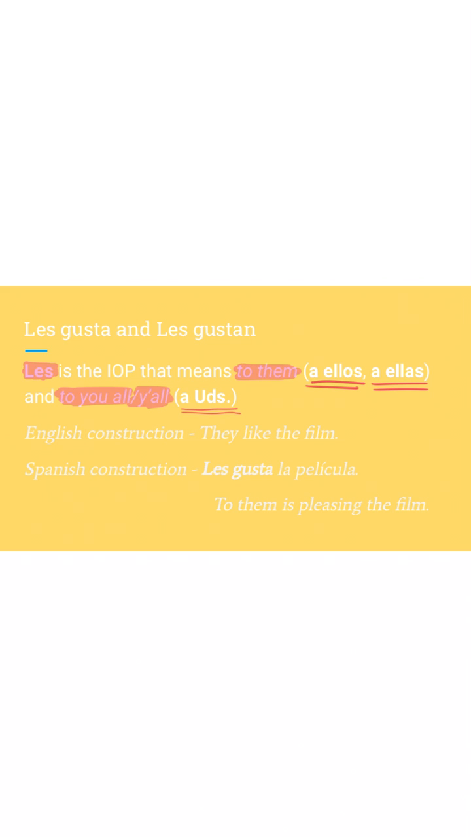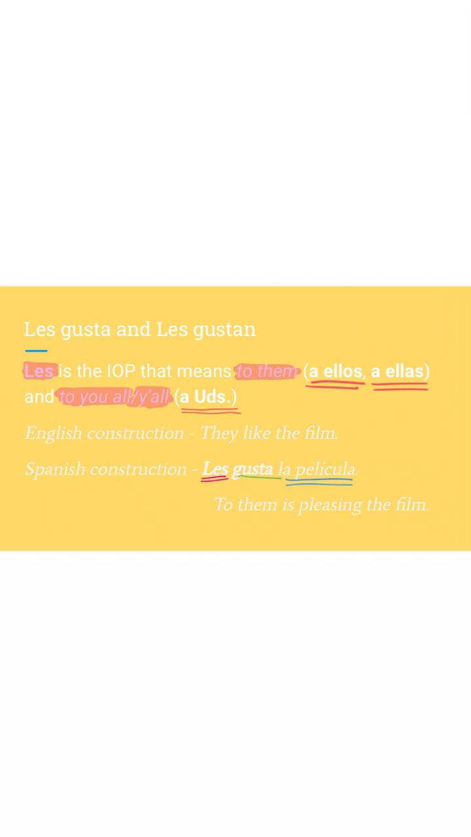We know that if we see this a ellos, a ustedes, or a ellas, we're looking at including a prepositional phrase, just like we did with our IOP le. So let's take a look down below. Let's say we want to write the sentence, they like the film. Well, we have les gusta, and then the subject here is la película. And this would then translate to them is pleasing the film, or the film is pleasing to them.